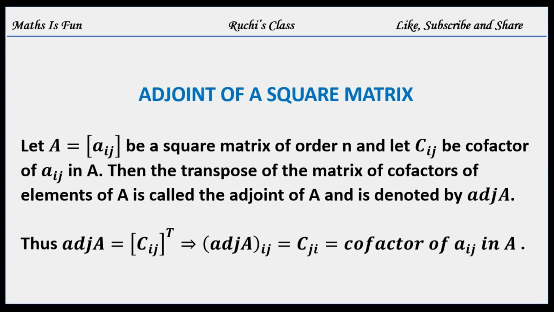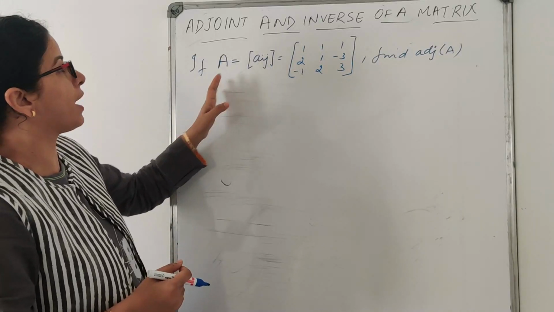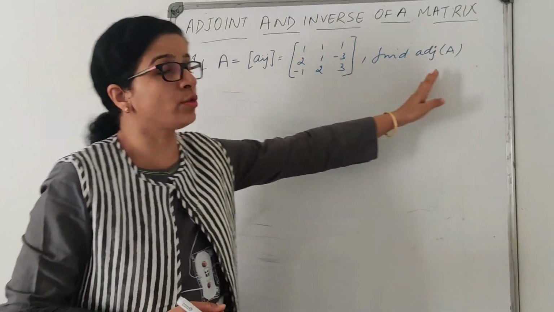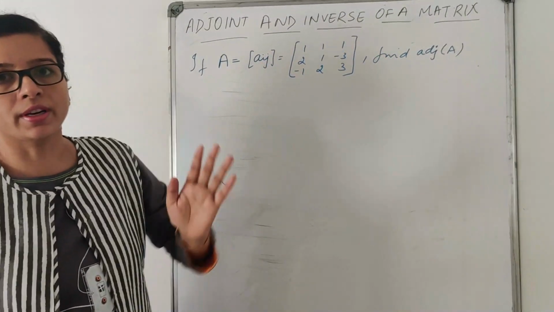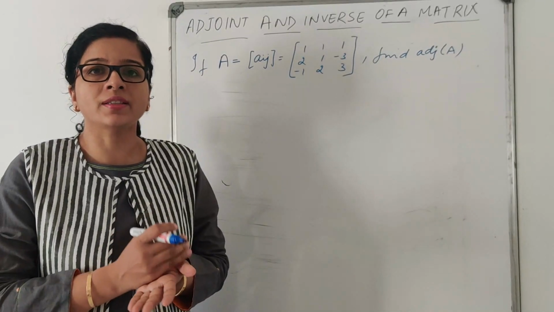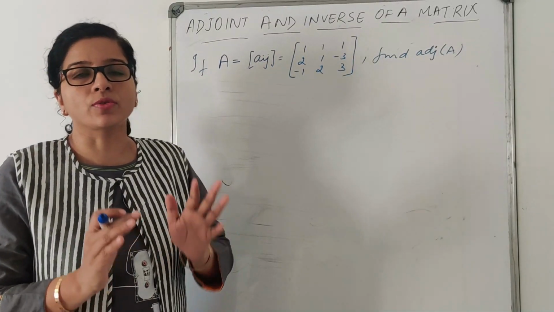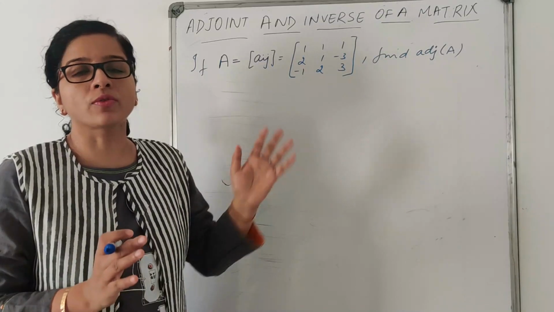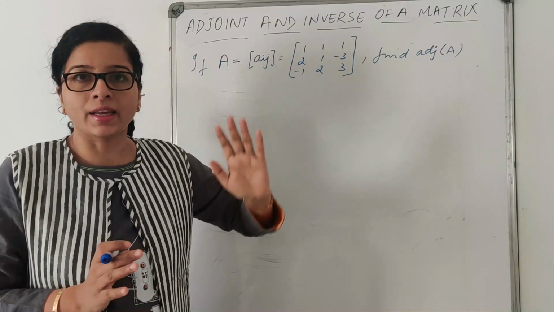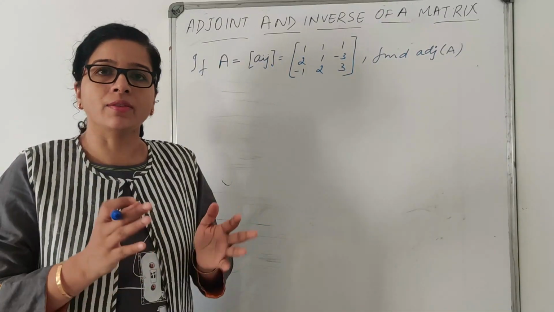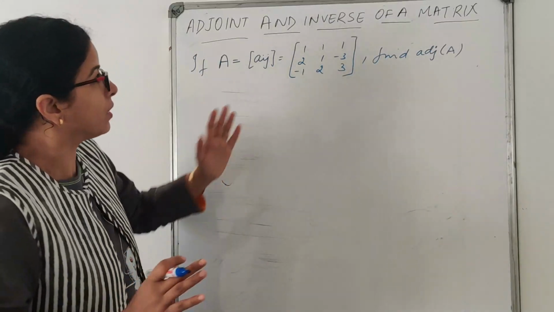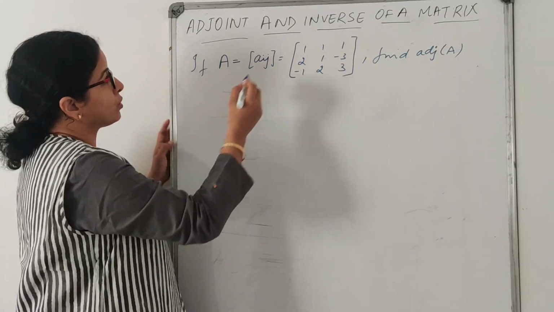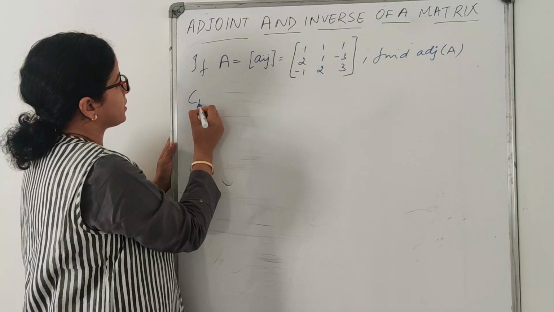Now I will explain one example of how to find the adjoint of A. The question gives us the matrix A and we have to find the adjoint of A. The definition says it is the transpose of the cofactor matrix. So first we will find the cofactors of all the elements of A, then frame the cofactor matrix, and then find the adjoint of A.